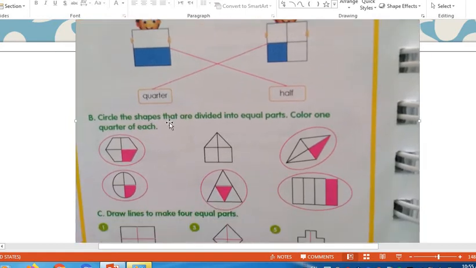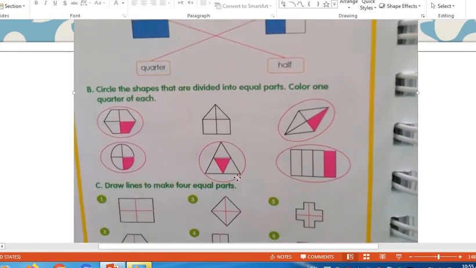Okay, circle the shapes that are divided into equal parts. We are going to have circle, color 1 quarter of each. So I circle this and color the quarter here. It's not divided into quarters because they are not equal parts.